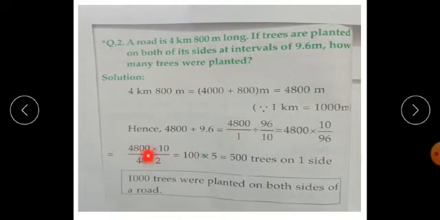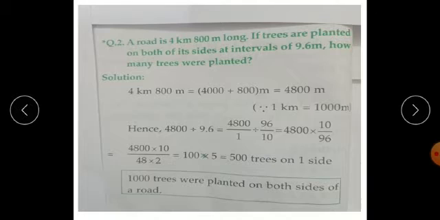or you can write it simply as 4800 multiplied by 10 upon 48 into 2. Simplification of the multiplication. 48 ones are 48, 48 hundreds are 4800, 2 ones are 2, 2 fives are 10, therefore 100 into 5 is equal to 500 trees on one side.